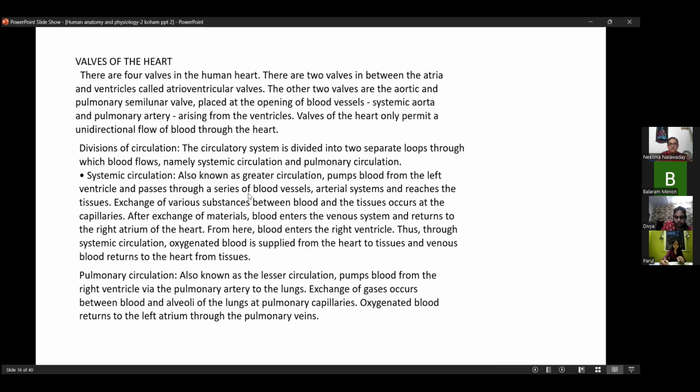Systemic circulation is the greater circulation, which pumps blood from the left ventricle and passes through a series of blood vessels. That oxygenated blood is getting passed into the whole system. So that is called systemic circulation. And what is pulmonary circulation? When deoxygenated blood goes to the lungs, and the lungs send oxygenated blood to the heart. Only that part, heart to lungs, lungs to heart, is called pulmonary circulation, right?